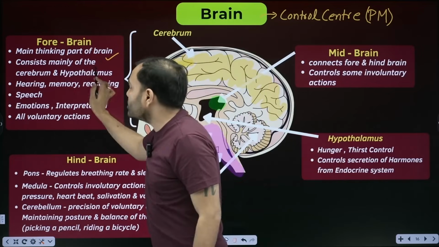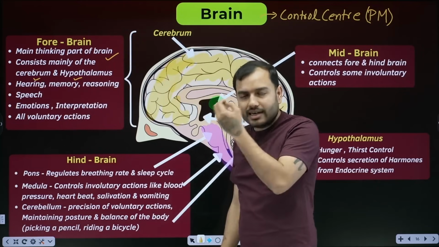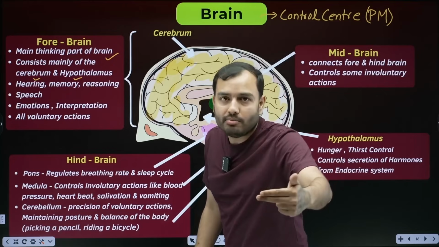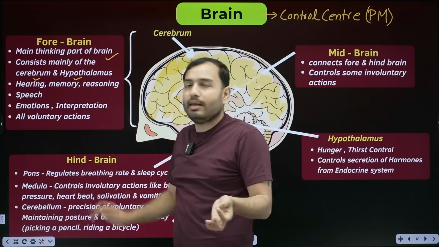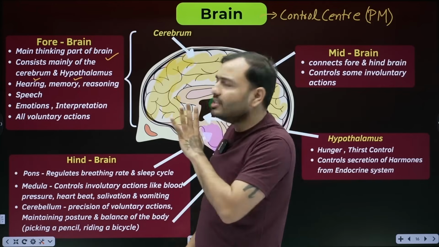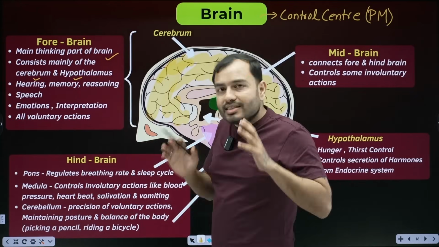It consists mainly of the cerebrum and hypothalamus. Actually, it has 3 parts. NCERT doesn't mention it, but it has the cerebrum, thalamus, and hypothalamus. NCERT mentions only 2, cerebrum and hypothalamus. If they don't give thalamus, we don't study it either. What is the cerebrum, beta?